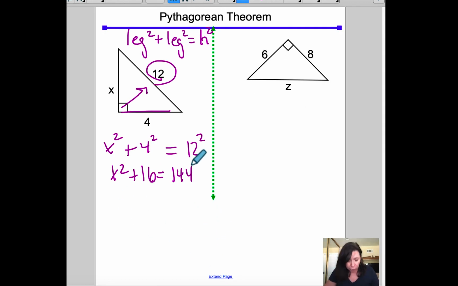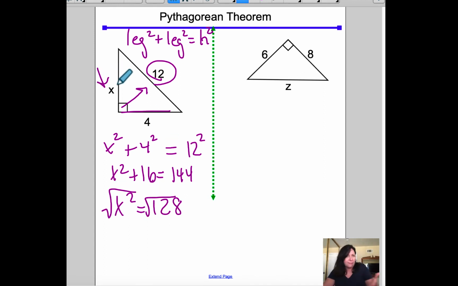I'm going to subtract: 144 minus 16, and I get 128. So x squared is equal to 128. Now I'm going to square root both sides because I am trying to find x, the value of that side. So x is equal to, and now I've got to figure out the highest value that goes into 128 that would still give me a perfect square.